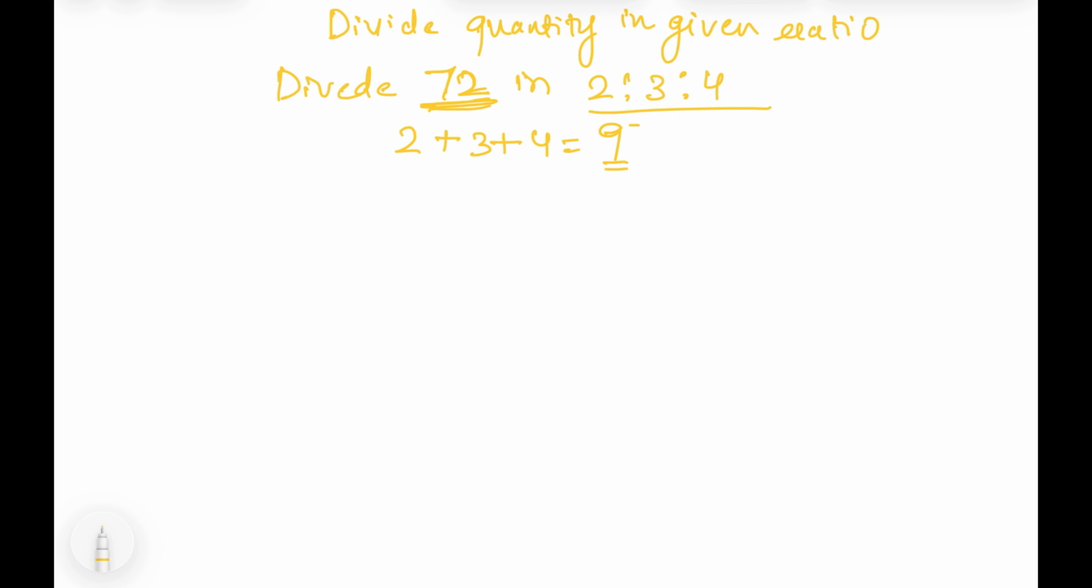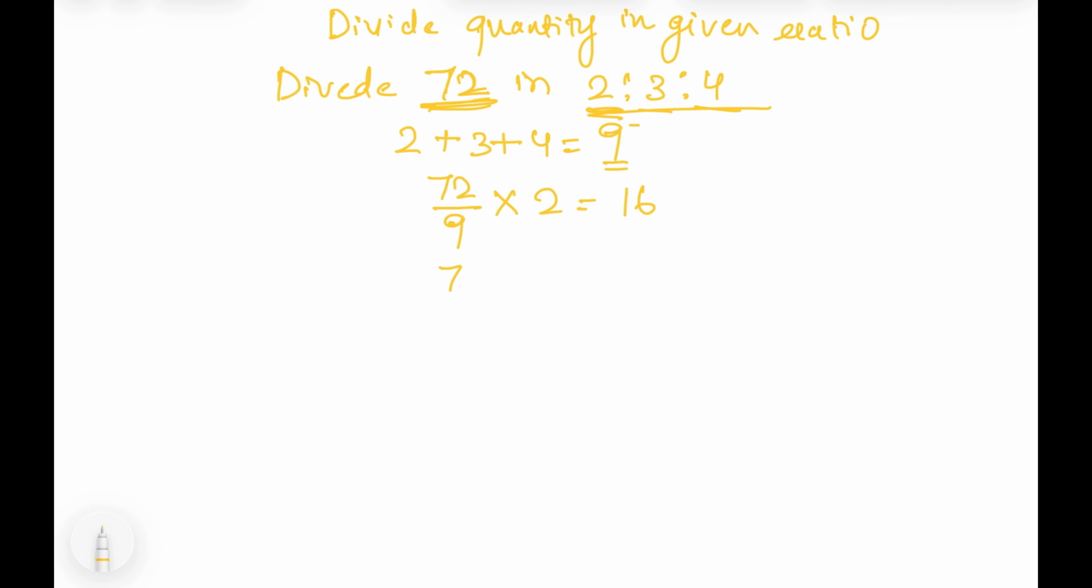No. For the first we want 2 parts of 72. For the second we want 3 parts of 72. And the last one 4 parts. So what do you do? For the first one we write 72 upon 9 into 2, because for the first one the ratio is 2. So the answer comes up to 16.